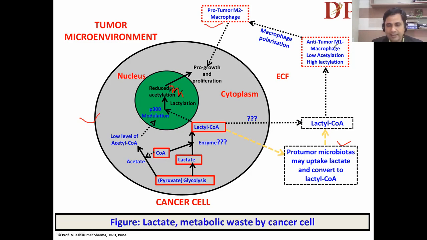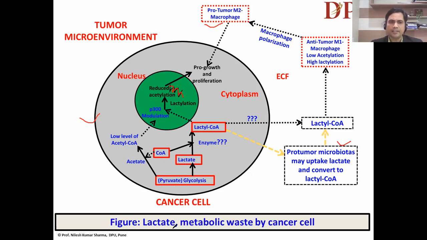But these non-cancer cells, including immune cells or microbiotas, they are friends of cancer cells. They are pro-tumor. They support the cancer cells to achieve their malignancy, to achieve their tumor hallmarks, etc. Okay, so we'll start from here.